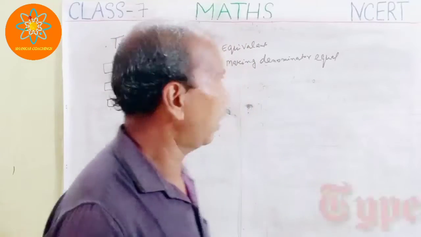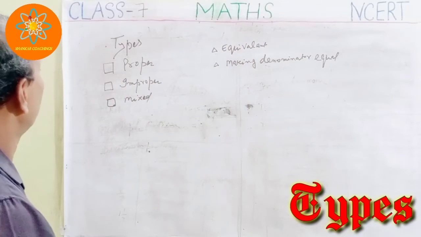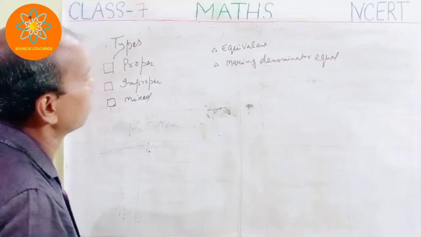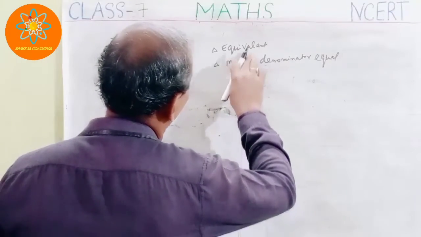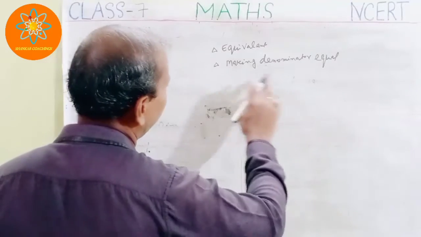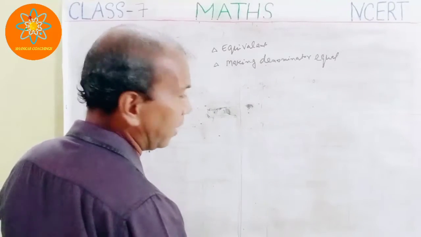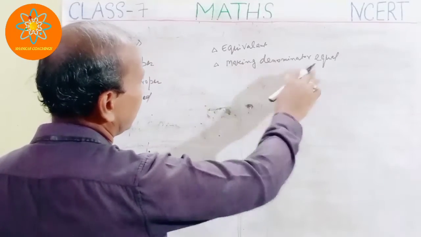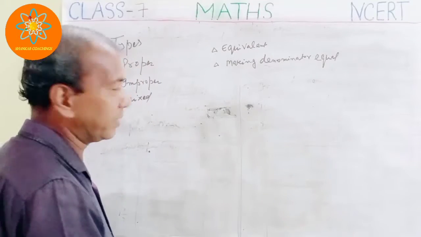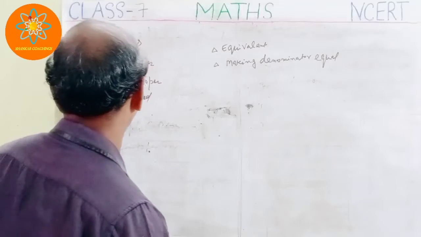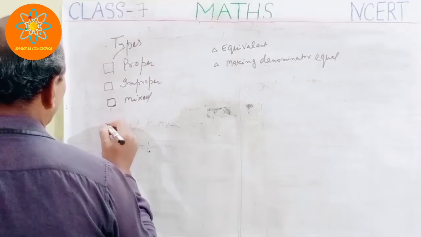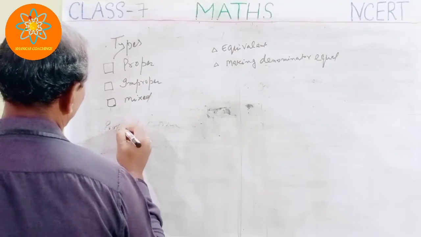Now the types of fraction. There are 3 types of fraction: proper fraction, improper fraction, and mixed fraction. Then I will study equivalent fraction, and if a fractions are given, making the denominator equal. There are certain advantages of making the denominator equal, like we can arrange the fractions into ascending or descending order. Let's suppose I'm taking the first one, the proper fraction.